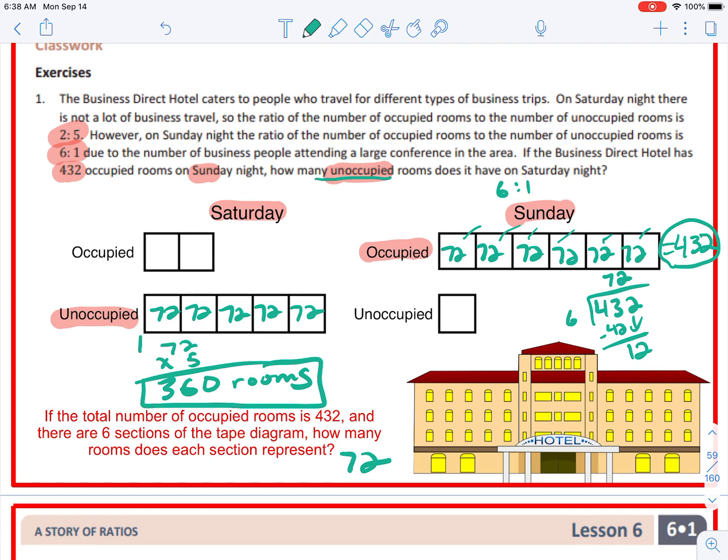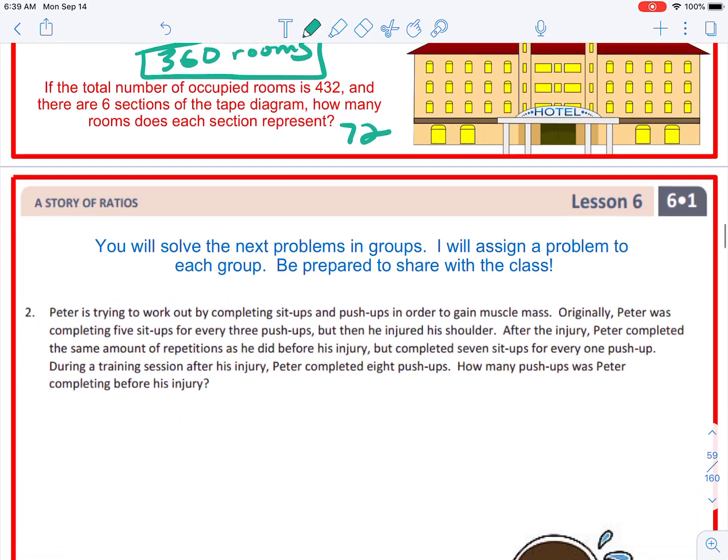So there we compared two different ratios, 2 to 5 and 6 to 1, and it gave us the total number of occupied rooms on Sunday night. We figured out what was going to go in each unit, and it had to go in each of the other units for Saturday night. It was only asking us for the unoccupied rooms on Saturday night, which we did here. We plugged in 72 in each of the 5 units, figured out that 72 times 5 is 360, and that was our answer. All right, let's move on.